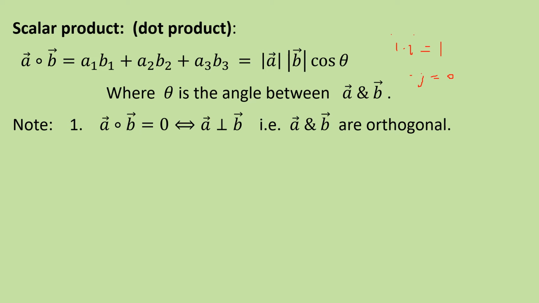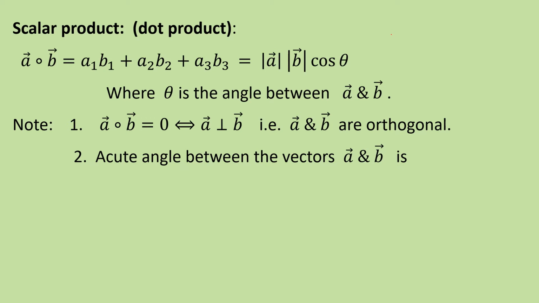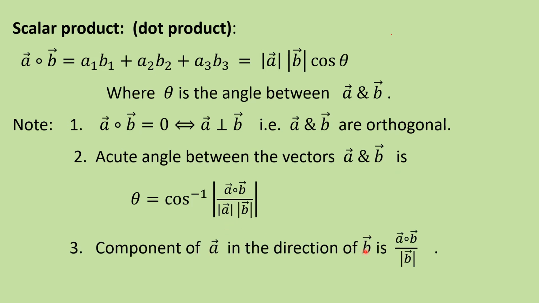Next, if I want to find the angle between two vectors, or the acute angle between two vectors, I can make use of this result. So theta is equal to cos inverse of the absolute value of A dot B divided by magnitude of A into magnitude of B. So we take only a numerical value. Now, if I want the component of A in the direction of any other vector B, that is A dot B cap, that is A dot B divided by the magnitude of B.